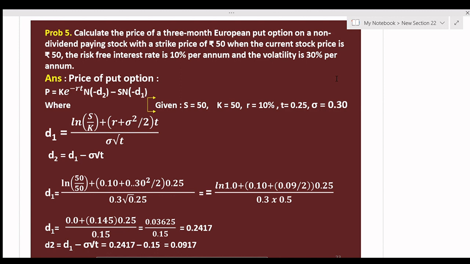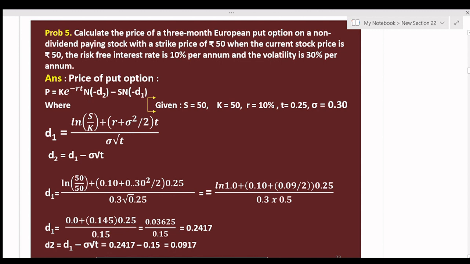In the last class I said several times N into d1 and N into d2. This is wrong. It is N(d1) and N(d2), because N is the cumulative standard normal distribution and it is used to find out the probability. Now in the last class I have solved this problem.